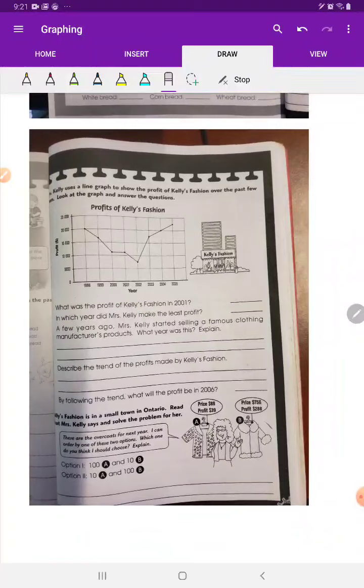Okay. And then this last page here, what was the profit? You can see that there. It's profit in dollars. Where was the least profit? Where was the more profit? And then it starts asking questions like, she changes her product line. So when does she get a new famous manufacturer? Where can we see that suddenly things are going well for her? Tell me when that happens.